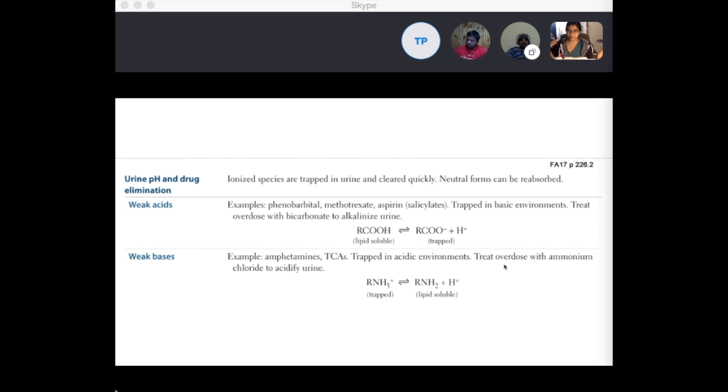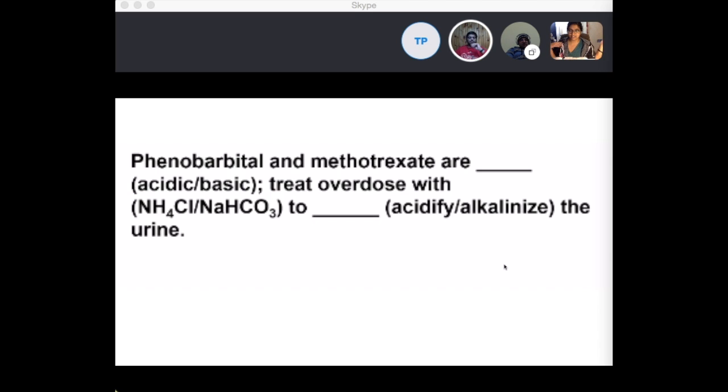Nope? Okay. So now we have a little practice filler in there for you guys. So phenobarbital and methotrexate are, were they? Acidic. Yes, are acidic. And you can treat them with which of these? Sodium bicarb. And this will do what to the urine? To alkalinize the urine. Yes.